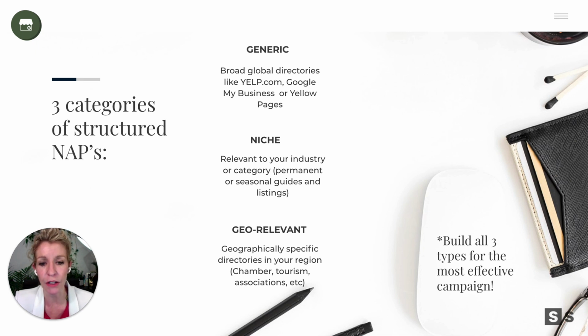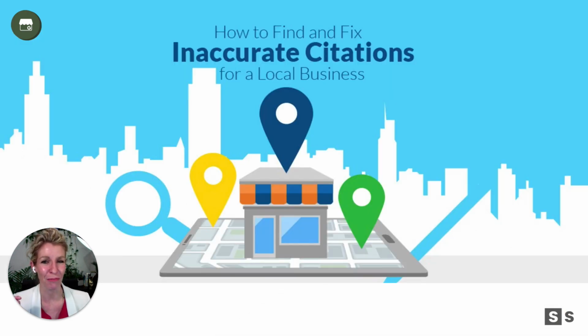And then geo-relevant, geographically specific directories that we need to also pay attention to for all of those locality reasons that we've talked about. So if we can build all three of these, we'll have a really effective citation aspect to our GMB profile. And I know that sounds super boring, but it's worth it. And you don't have to manually do it yourself, because there are a lot of companies out there that will do it for you for relatively cheap.